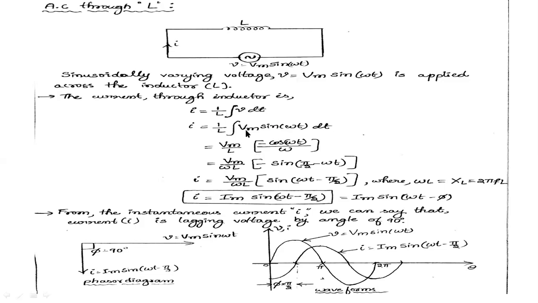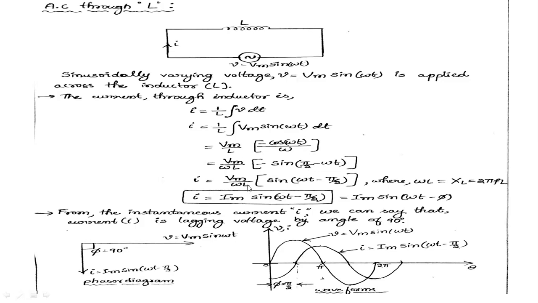Then I take Vm by L common. Vm by L integral of sin omega t dt gives minus cos omega t by omega. So this is Vm by omega L times minus cos omega t. I am going to write this as sin of 90 minus theta equals cos theta, so minus cos omega t becomes minus sin of pi by 2 minus omega t.